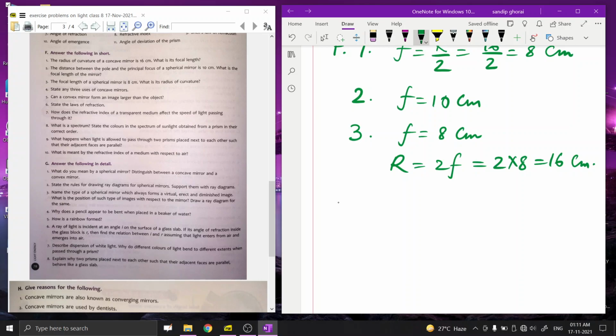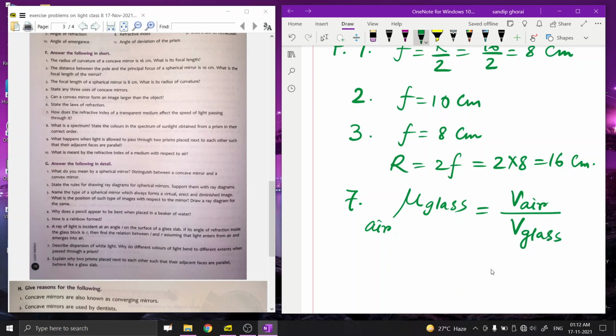Now the next question is question number 7. How does the refractive index of a transparent medium affect the speed of light passing through it? That means what is the relation between refractive index and speed? You have to write down here the refractive index of, suppose, glass with respect to air, that is equal to v air, that means the velocity of light in air, divided by v glass.